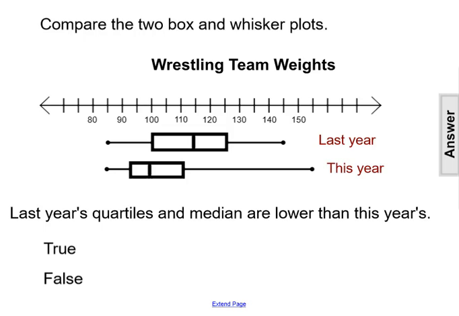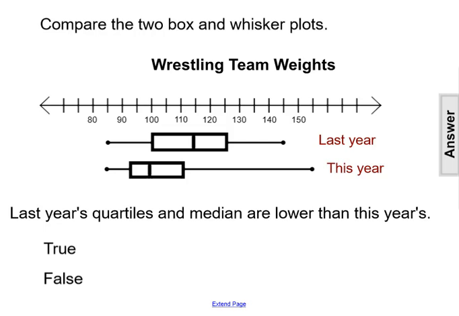Compare the two box and whisker plots. Last year's quartiles and median are lower than this year's. True or false? So let's look at last year's quartiles and medians compared to this year's quartiles and medians and see whose is lower. So last year's quartiles and medians we can find on the box and whisker plot on the top.